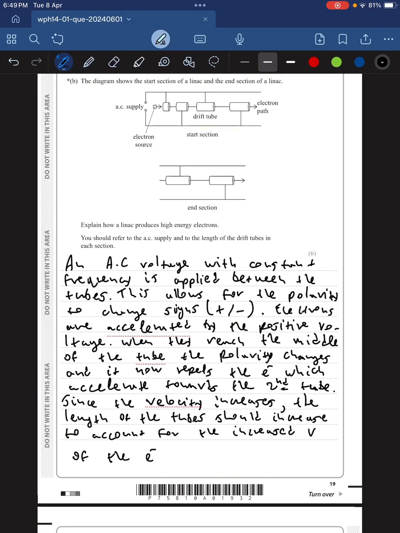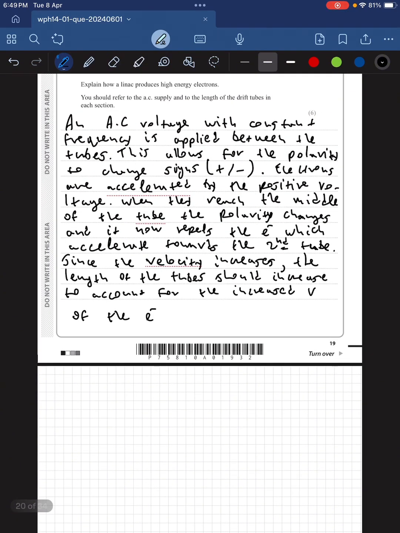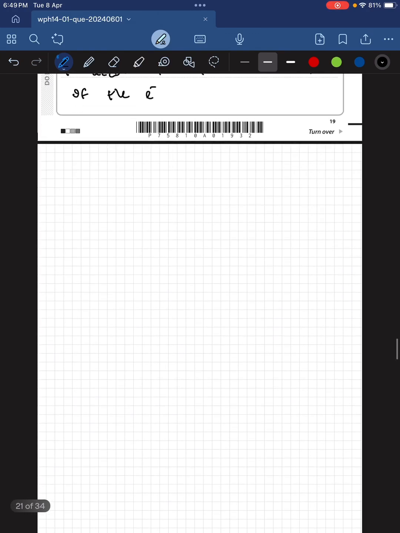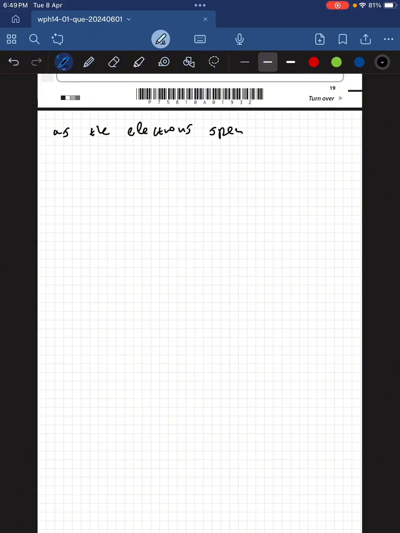Okay, and one more thing we need to add. Let me create a new page. So I was saying that since the velocity increases, the length of the tubes should increase to account for the increased velocity of the electrons, as the electrons spend the same amount of time in each tube.